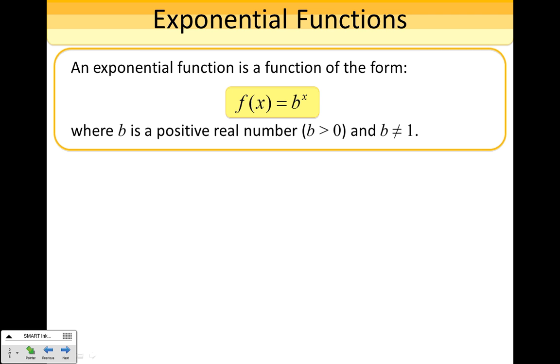And the reason why we exclude 1 is because 1 raised to anything is always just going to be 1. Okay? And if I have the function f of x equals 1, that's just going to be a straight line at y equals 1. So that is not going to be an exponential function. That's just a straight line. So 1 raised to any power is always just going to be 1, so we exclude that from our exponential functions.